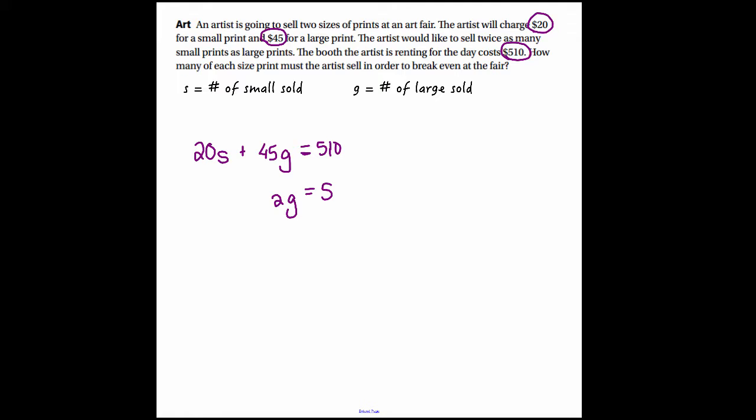Now that I've written both of my equations, I want to go ahead and figure out how to solve this. I can use elimination or substitution. It doesn't really matter. But I really think that this system lends well to substitution. Here I've already solved for S, so I can just take 2G and plug it into S of my other equation. And that's what I'm going to do to solve.